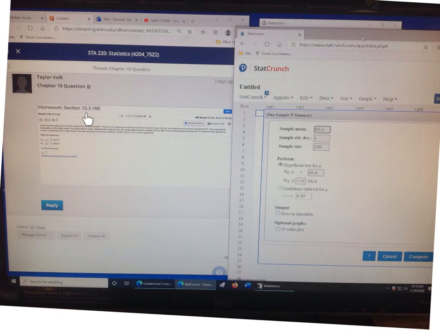Hello, I saw your question about 10.3, number 6. You could do that, you want to find the test statistic. You could do this by hand or with the aid of a calculator or technology.